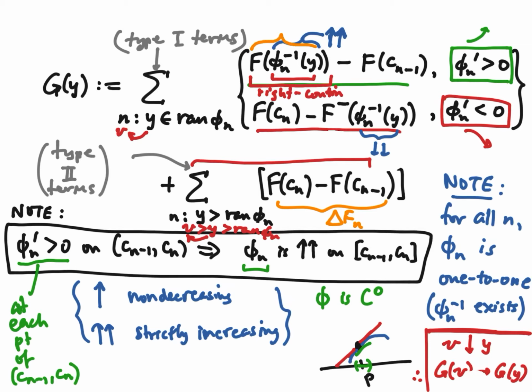So this expression here as a function of y is going to be right continuous, and then you're just subtracting a constant. You're subtracting from that f of cn minus 1. Now if you have a right continuous function and you subtract a constant, it's obviously still right continuous. That takes care of the green terms, the increasing terms. But what about the red terms, the decreasing terms? There it's a little different, but also very similar.